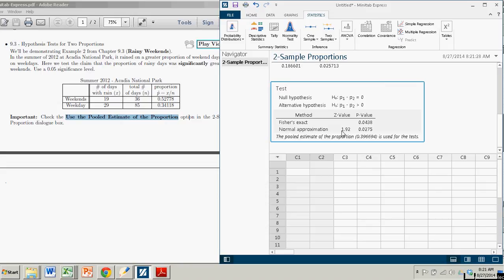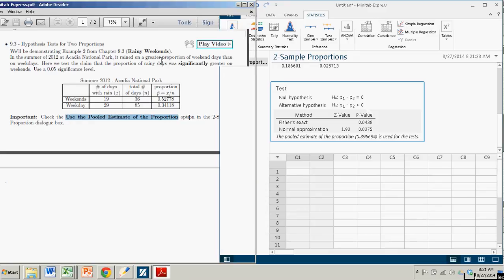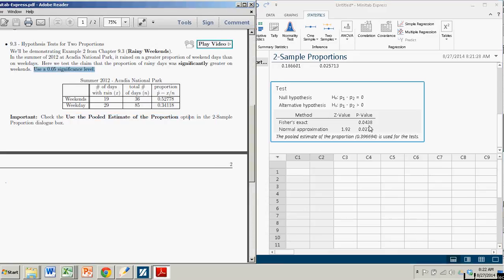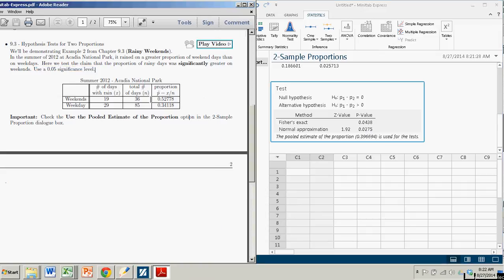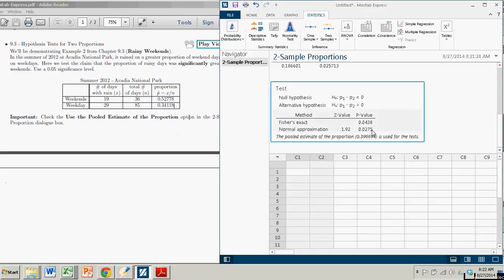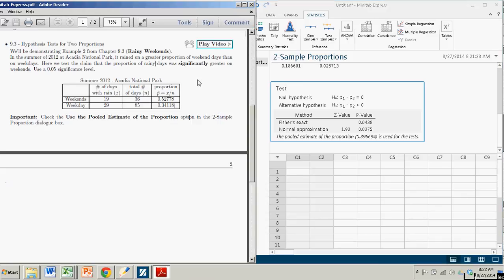And so the test statistic is 1.92. That is a z-score. And the p-value is 0.0275. What that means is that we look at our significance level. If we have a 0.05 significance level, our p-value, 0.0275, is less than the significance level. That means we reject the null hypothesis that the proportions are equal, and we get to say that, yes, the proportion of weekend rainy days was significantly greater than the proportion of weekday rainy days, based on this p-value of 0.0275. And by the way, all that means is that that difference is unlikely to be due to chance.